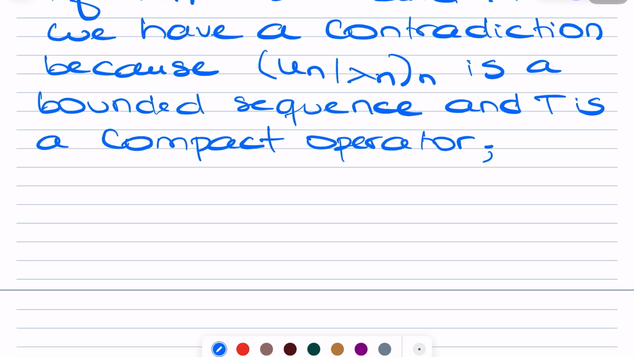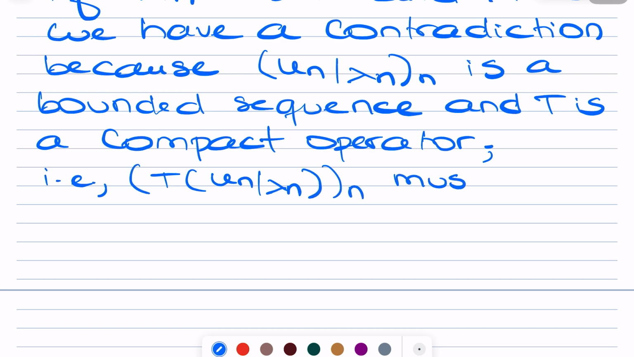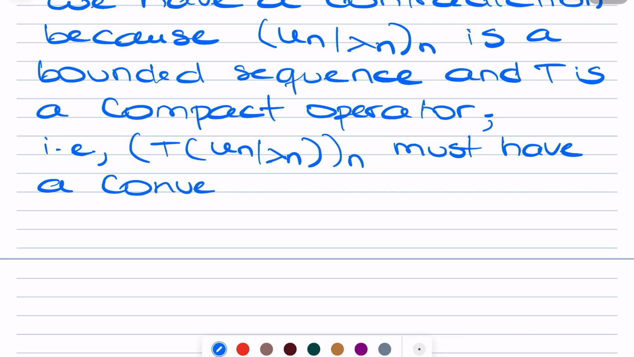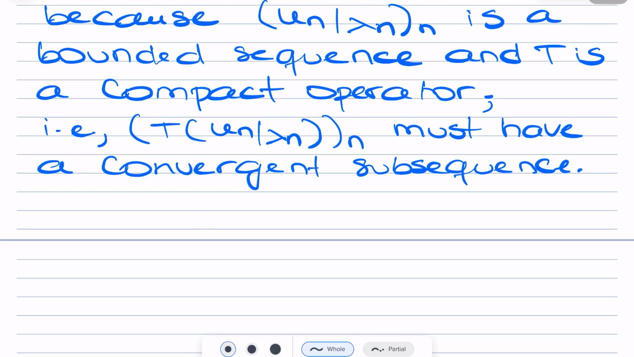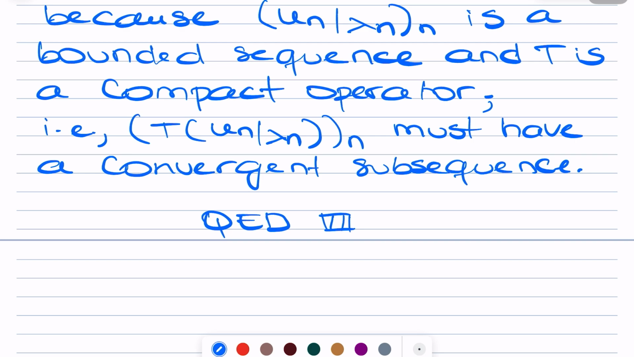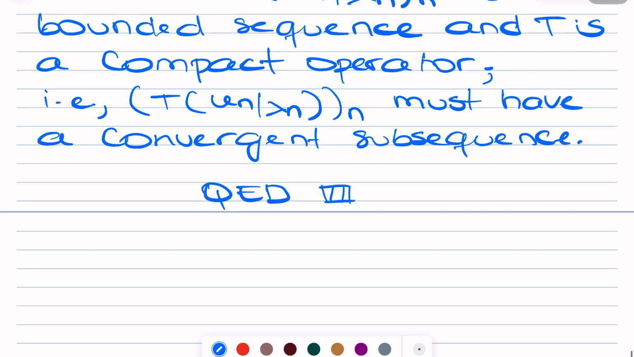So this means that T of un by lambda n, the image sequence, must contain a convergent subsequence. But this is not actually the case, because we saw that the norm of TUn over lambda n minus TUm over lambda m is lower bounded by 1 over 2. So we can never extract a subsequence that goes to 0. But this is a contradiction.